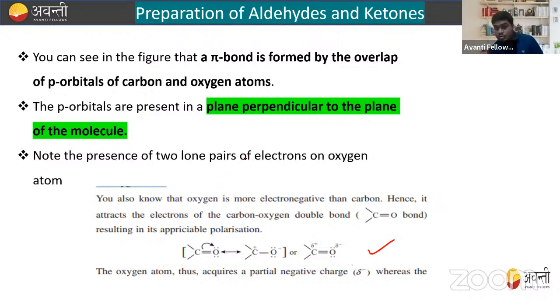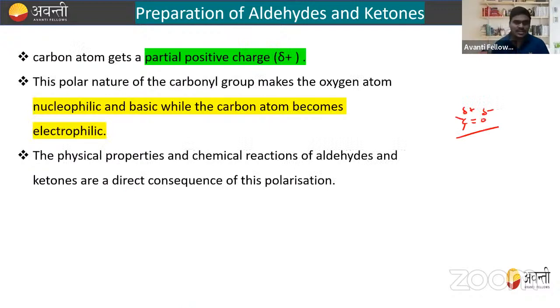Note the presence of two lone pairs of electrons on the oxygen atom. We also know that oxygen is more electronegative than carbon. Hence, it attracts the electrons of the carbon-oxygen double bond, resulting in appreciable polarization. So the oxygen atom acquires a partial negative charge, whereas the carbon atom gets a partial positive charge. This polar nature of the carbonyl group makes the oxygen atom nucleophilic and basic, while the carbon atom becomes electrophilic. I hope this is clear to you.